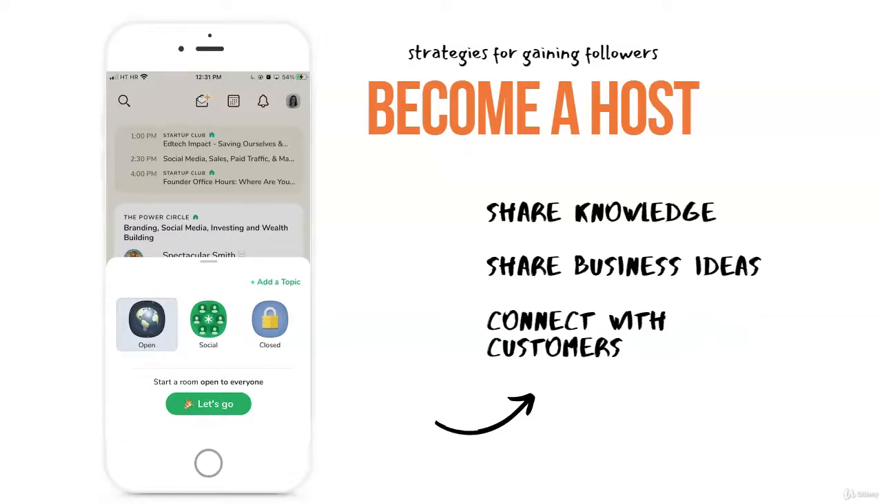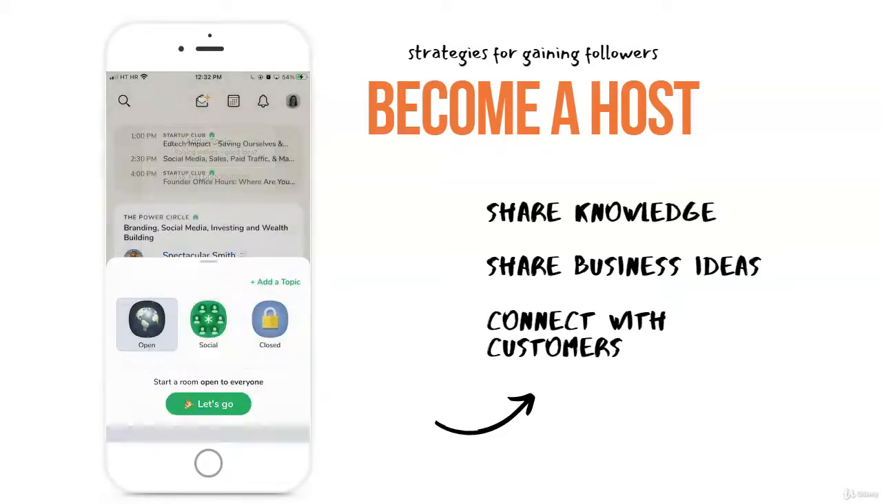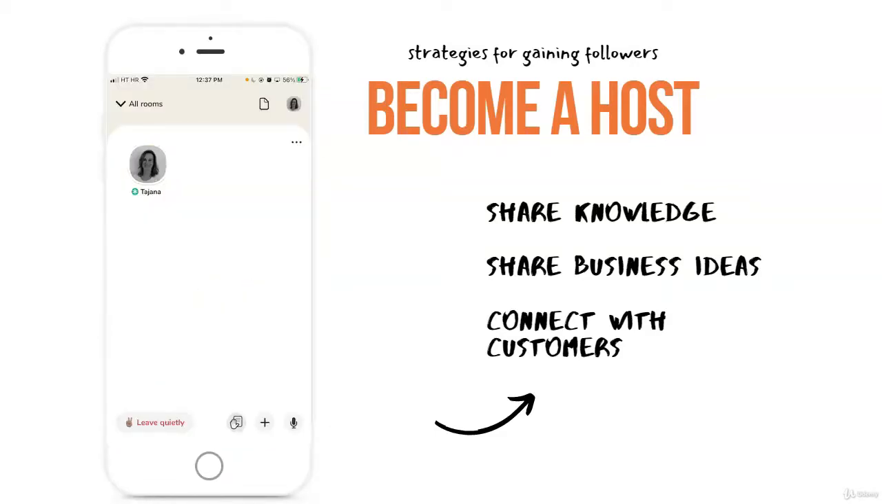At the top, there is an option to add a topic. So you would just click Add Topic, and you would describe what this room is about. So if it's about business, then you would just write business and opportunities. And you would just click Set Topic. And just like that, you have your first room set up.